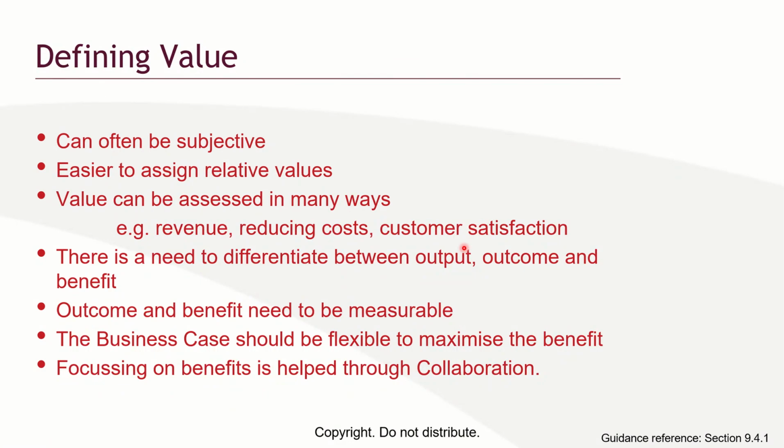And it is good to differentiate between output, outcome, and benefits. Output, for example, is the delivery of an activity, the tangible delivery of an activity. Outcome is what can be done with the activity. And benefit is how the outcome, that is what the customer is able to do with the product or service, has added to them in terms of reducing their cost, revenue increase, or customer satisfaction.